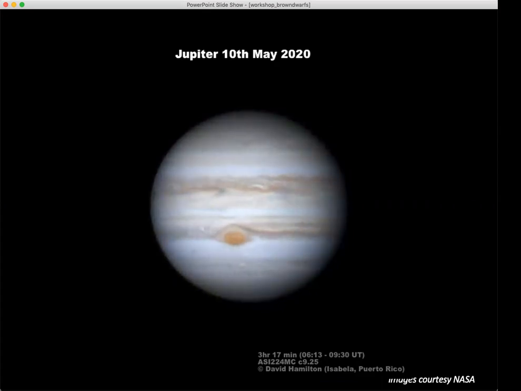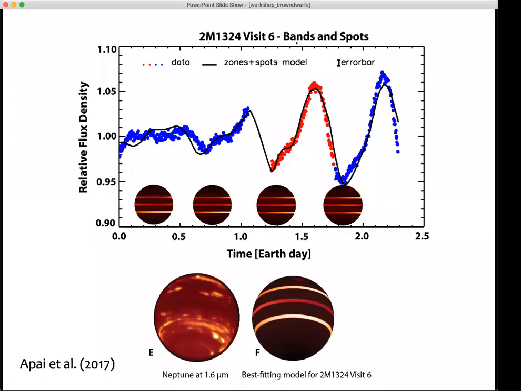So we can use the fact that planets that have structure in their atmospheres change brightness as they rotate, and we can use the same effect for brown dwarfs. This is a study I helped out with a few years ago, where we observed a brown dwarf with HST, and it had this kind of weird light curve where it suddenly started to change. It got really big and got even bigger.